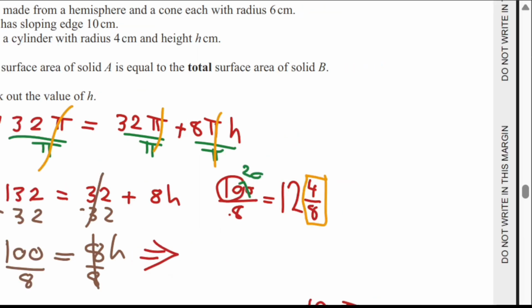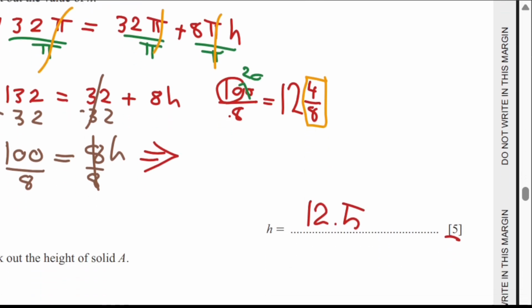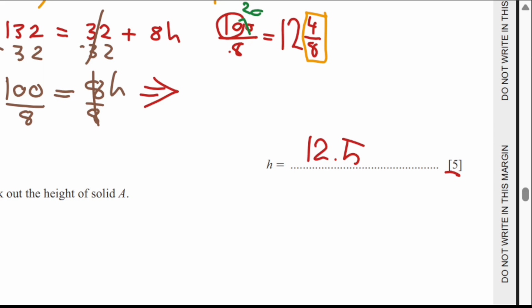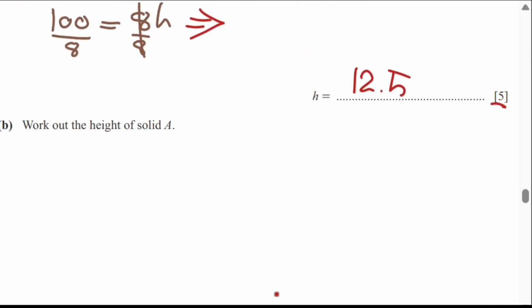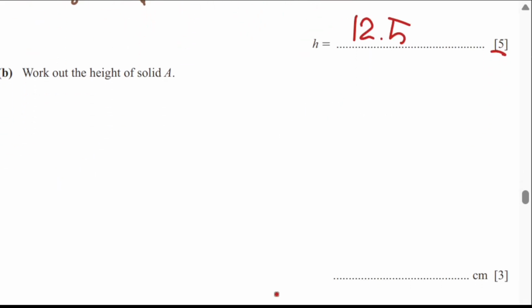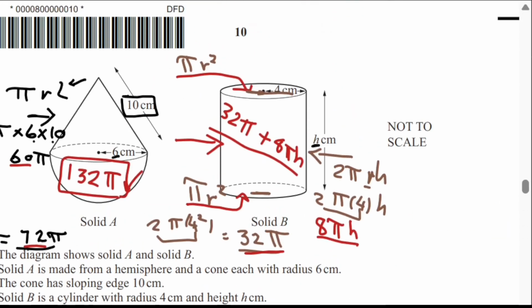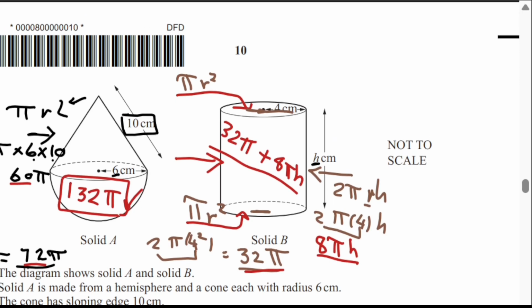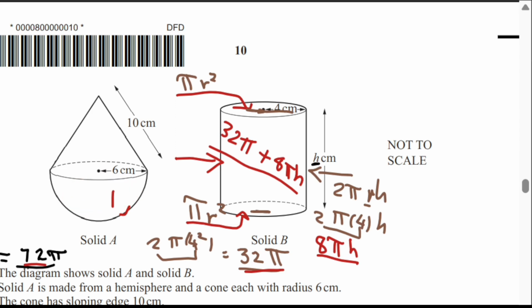This is 5 marks. Did you see the 5 marks? Gosh, it's a lot, isn't it? Now let's look at the next part of this question, because it's 8 marks in total. So we got 5. Let's get the other 3. The other 3 is just a piece of cake. The question says, work out the height of solid A. Let's go up there and erase all this. We don't need it anymore.